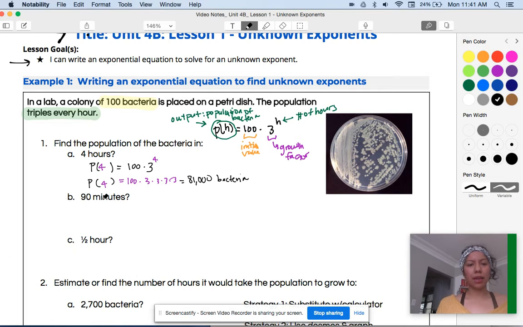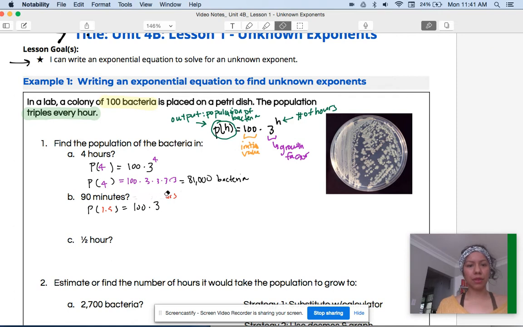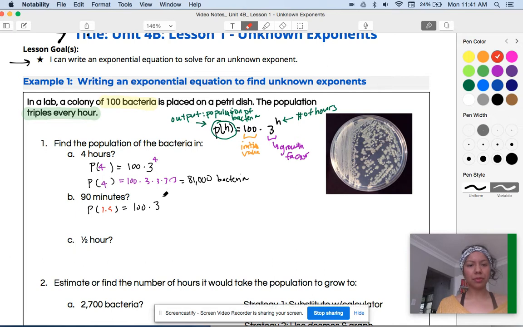Okay, and then moving on to the next problem, we do the same thing. We write our equation the same way, but this time we have 90 minutes. So this is in minutes, and we want to represent our equation in hours. That's equivalent to 1.5 hours. So we're going to plug in 1.5 for our exponent.